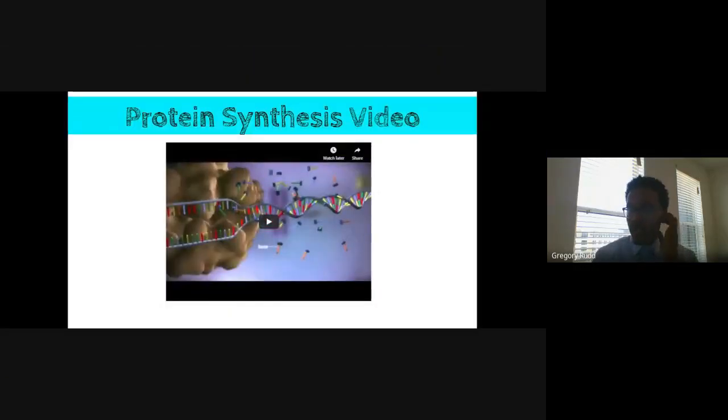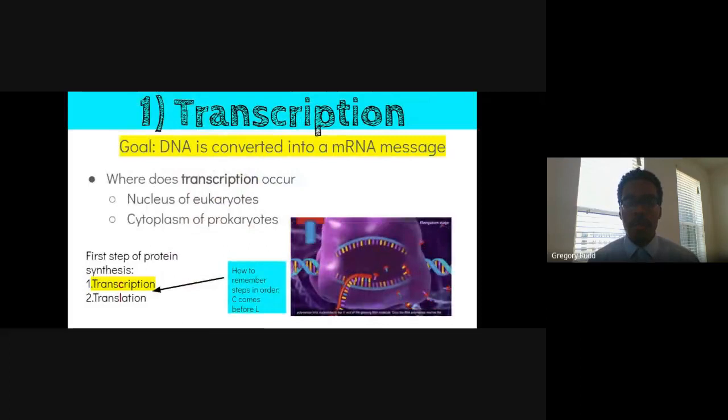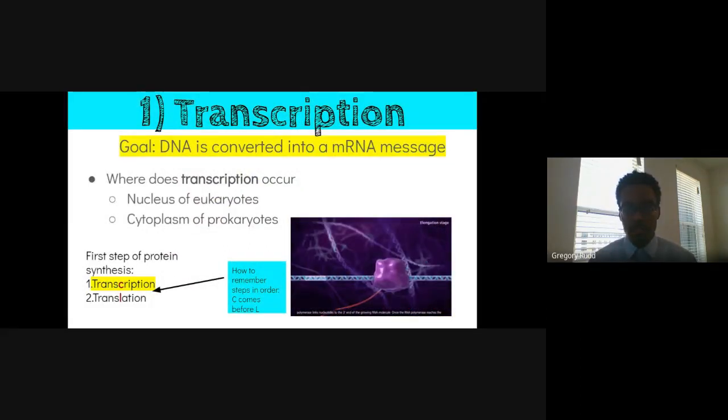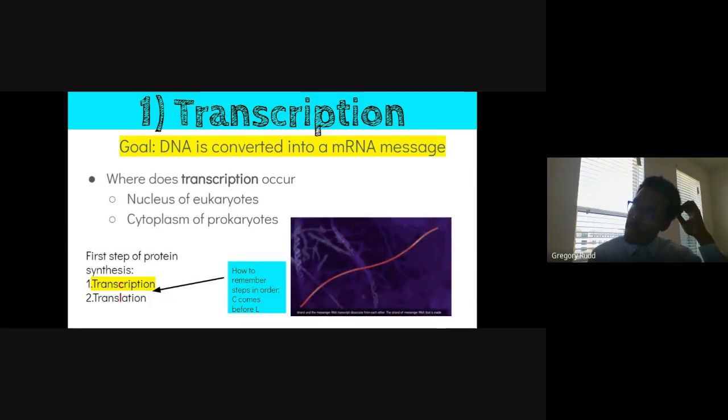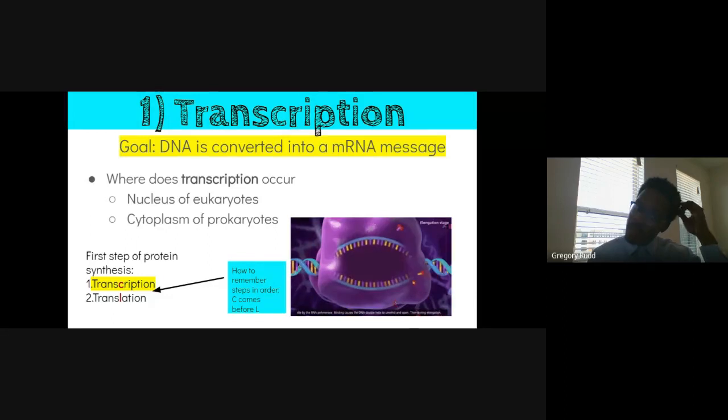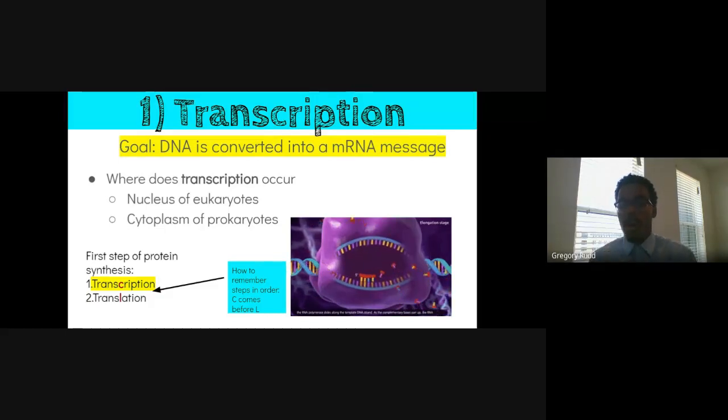So that was a really thorough overview of this process of protein synthesis. We're going to talk about the second half of it tomorrow, but the first half of it is called transcription. It is during this process of transcription when the DNA is converted into mRNA. We say it's transcribed. So you should be writing some things down on this slide. The goal of transcription is to convert DNA into mRNA, messenger RNA.